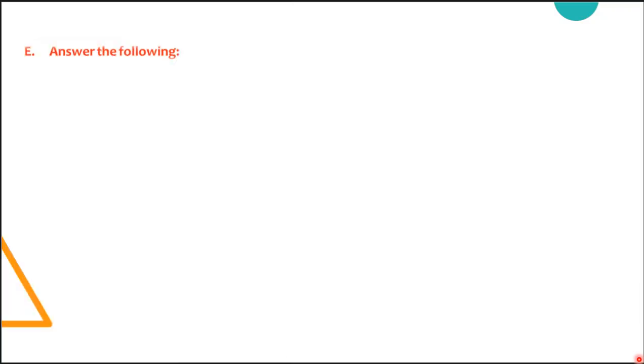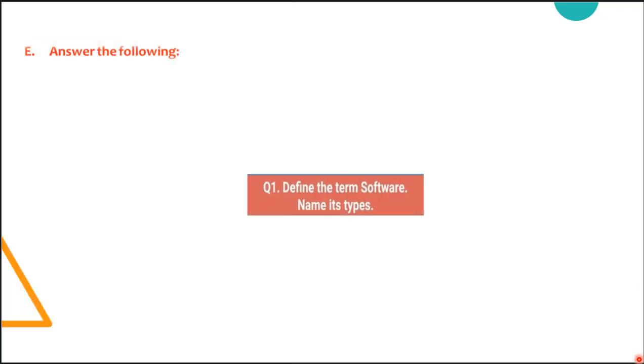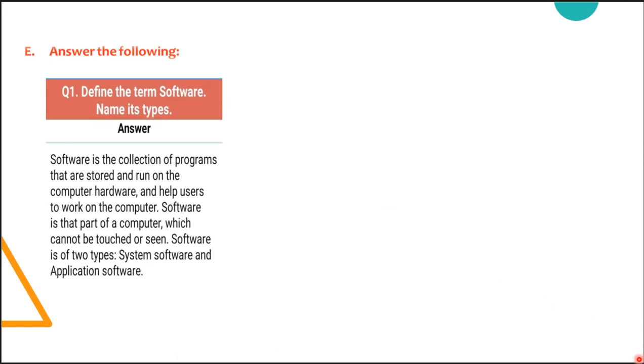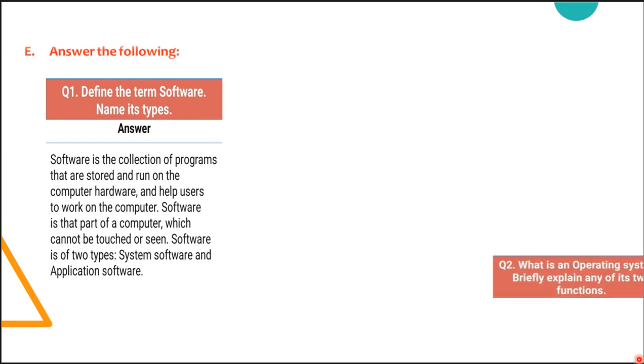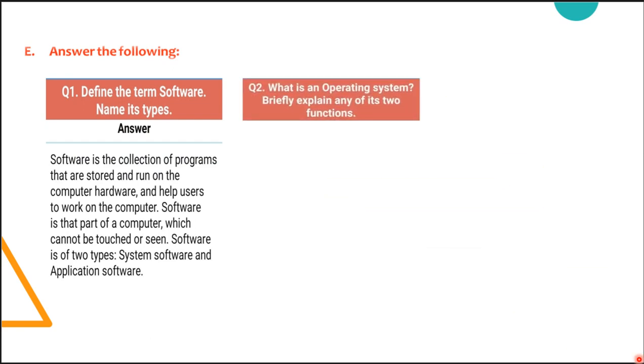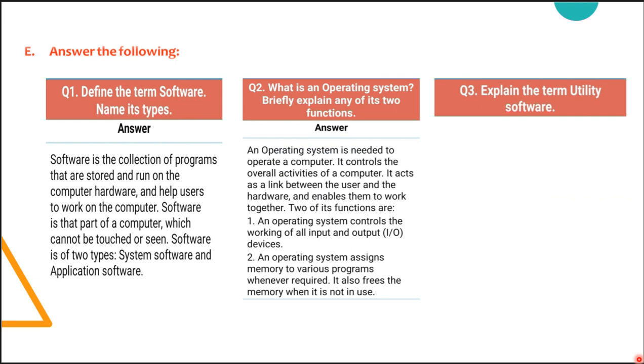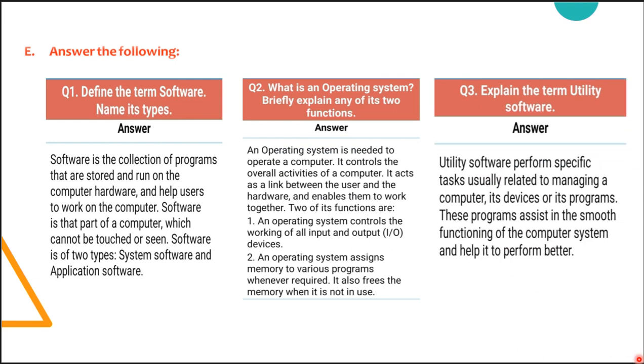Now, let's see, answer the following. First question is define the term software, name its types. So here is the answer. Second one, what is an operating system? Briefly explain any of its two functions. So here is the example with two functions. Third question is explain the term utility software. So you need to write a short note on utility software.